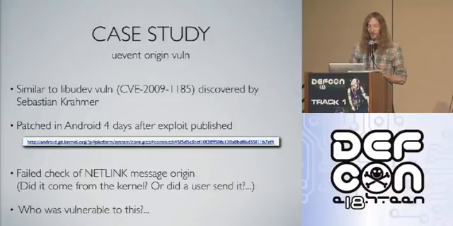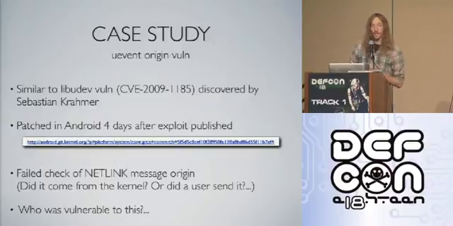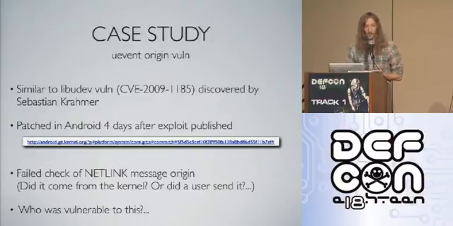This is a vulnerability that came out recently that was very similar to the libudev vuln CVE 2009-1185 that was discovered by Sebastian Krahmer. I would like to point out that we did incorrectly state at Black Hat that this vulnerability was in fact CVE 2009-1185, but Android itself does not use libudev, but in their implementation of handling events, they proceeded to recreate the exact same bug, and Sebastian took his exploit that he wrote originally for that and was able to port that to run on Android.